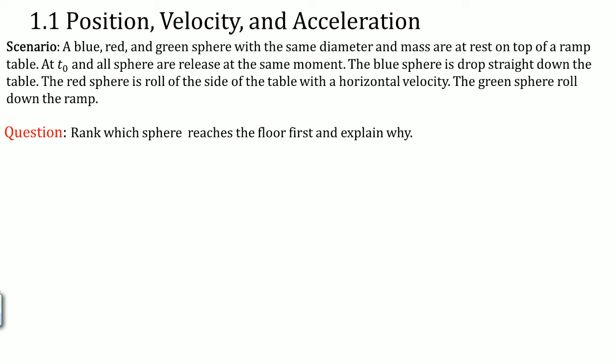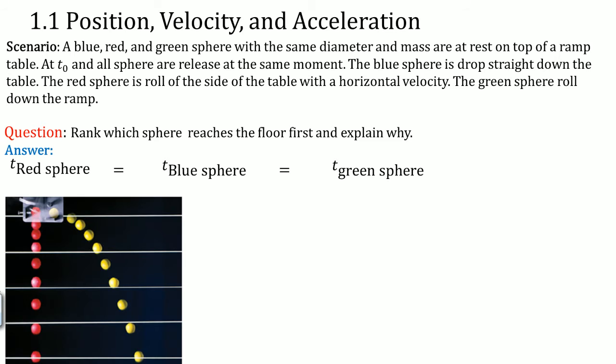Here's the answer. The time for the red sphere, the time for the blue sphere, and the time for the green sphere. They're all equal. They will hit the floor at the same time. Why? In our scenario, when the object is dropped straight down or released horizontally or even down a ramp, notice that the time it takes to hit the ground is going to be the same.